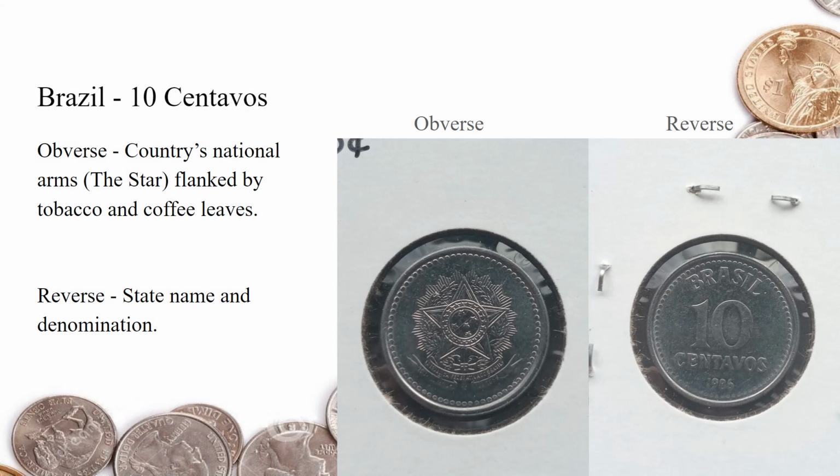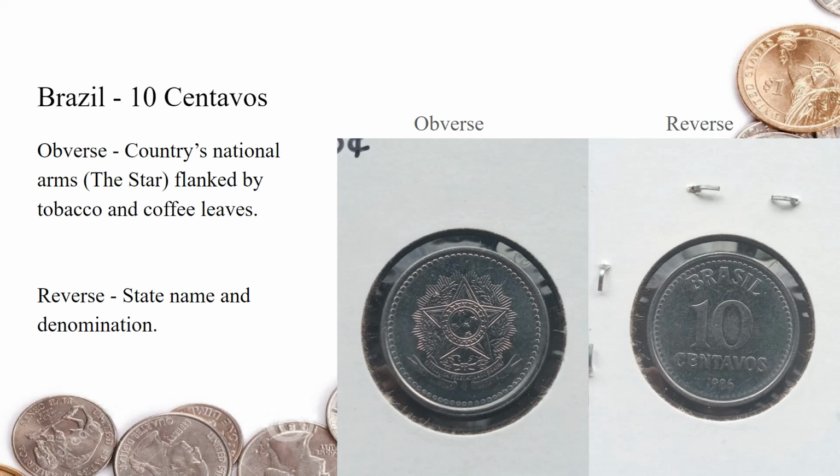Next, we have the 10 centavos from Brazil. On the obverse side of the coin, towards the middle of the screen, it has the country's national arms, which is indicated by the star as well as the images inside of the star. And this star is flanked by leaves right perfectly around it that are both tobacco and coffee leaves.